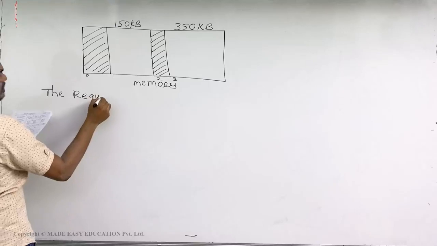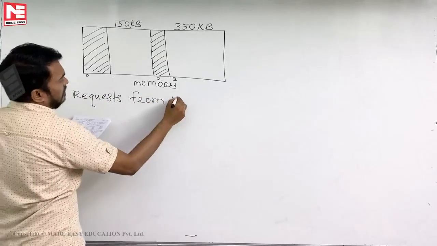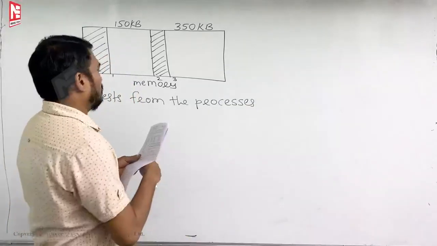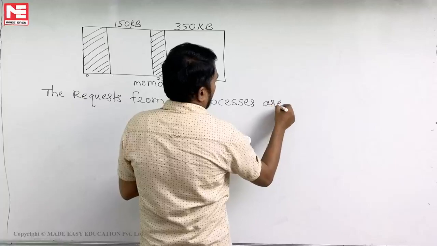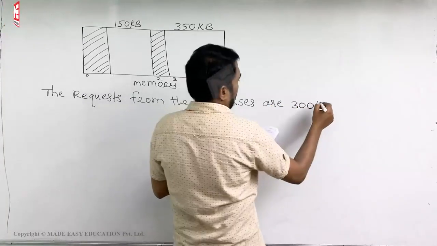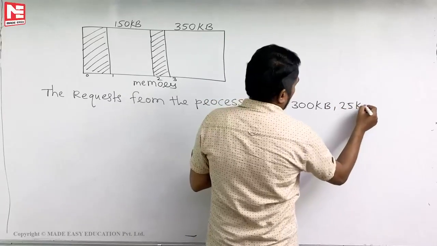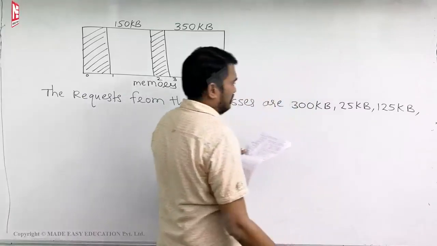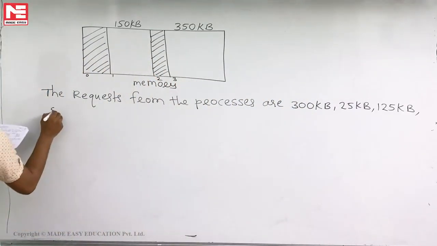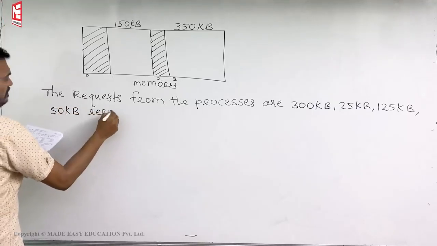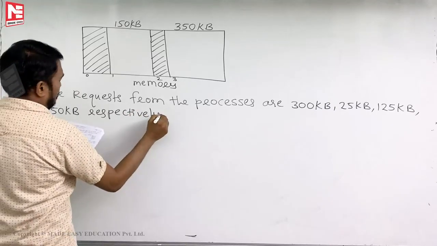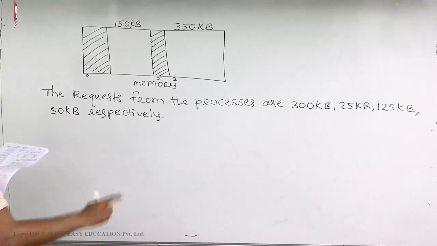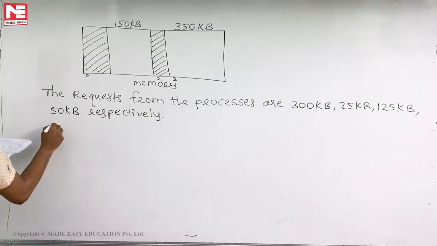Question is: the requests from the processes are 300 KB, 25 KB, 125 KB, 50 KB respectively. Okay, the requests from the processes are what? 300 KB, 25 KB, 125 KB, 50 KB respectively. Okay, full stop.